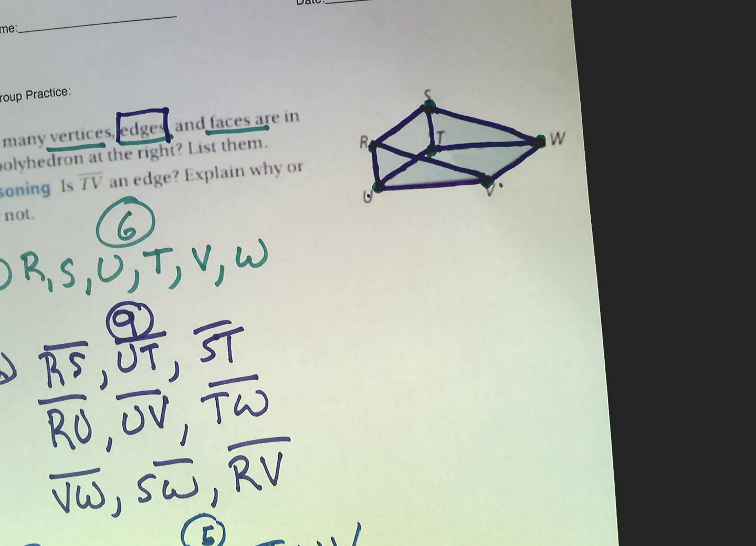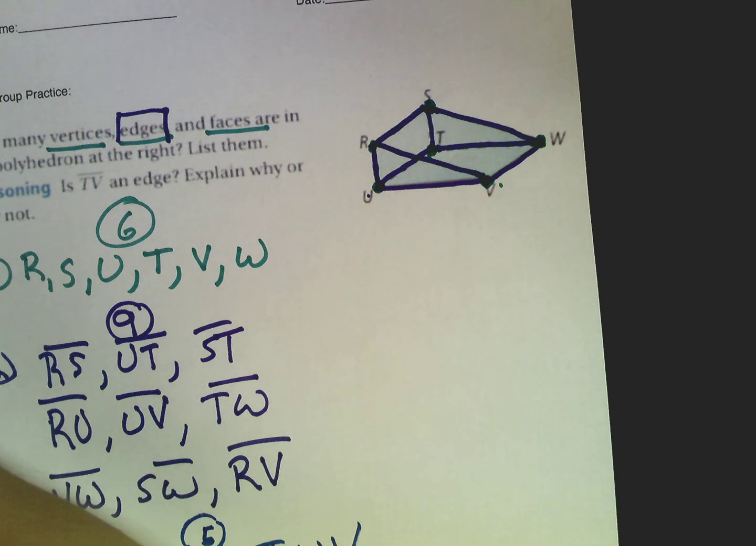Now what you're going to see is there's a pattern. We're going to get into it in the next lesson. It's called Euler's formula, and I'll show you how to use it.